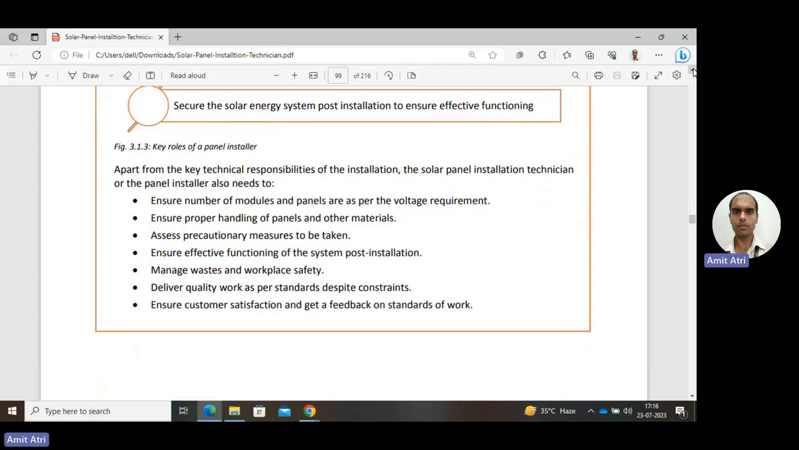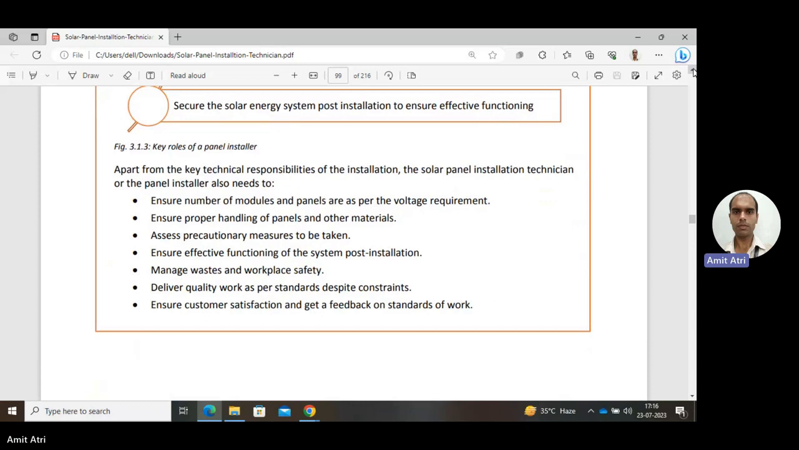Then deliver quality work as per standard despite constraints. Constraints could be sunlight availability or the tilt angle. The constraints should be minimized so that the maximum energy can be obtained. So quality work should be given by the installer.